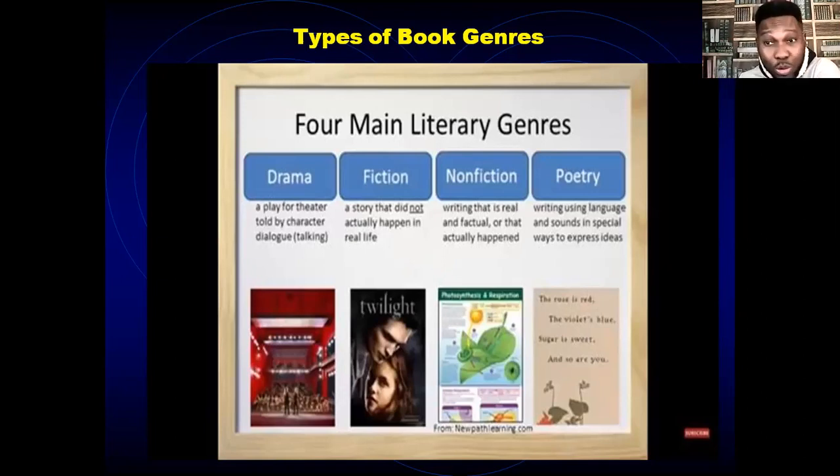Fiction is a story that did not actually happen in real life. So when you write a book about a story that did not actually happen in real life, that would be considered fiction. For example, Twilight is a book that talked about events or happenings that actually didn't happen. So that would be fiction.